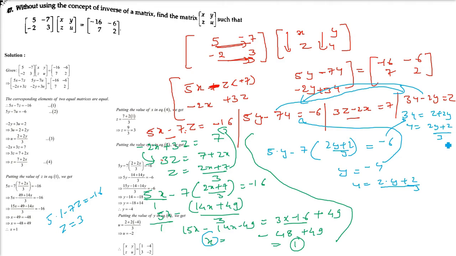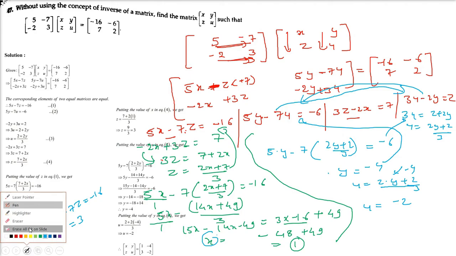From here, this is 3u minus 2y equals 2. So when you put y equals minus 4, you will get u as minus 2. So we got all the values here. 4 values you need to find out. So u is minus 2, y is minus 4, z is 3 and x is 1.